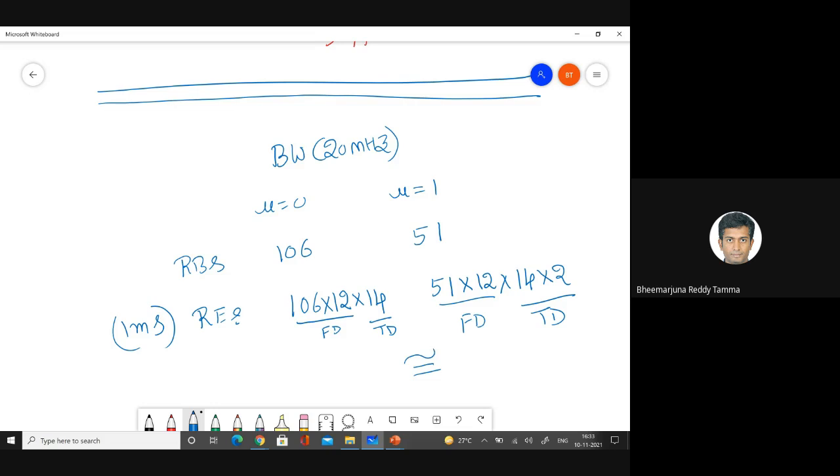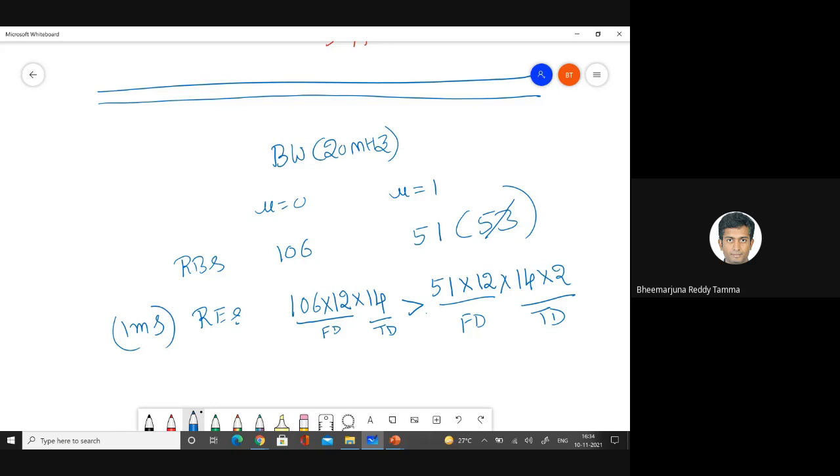Of course, there is a minute difference because of the way you are packing things in the frequency domain. It is not 106 divided by half. It is not 53 here because of that. So this guy is slightly higher than that one in terms of resource elements, but it is a marginal difference, not so much difference.